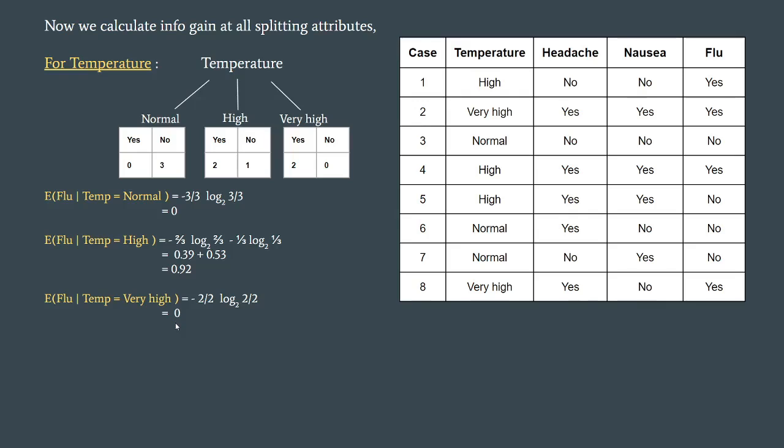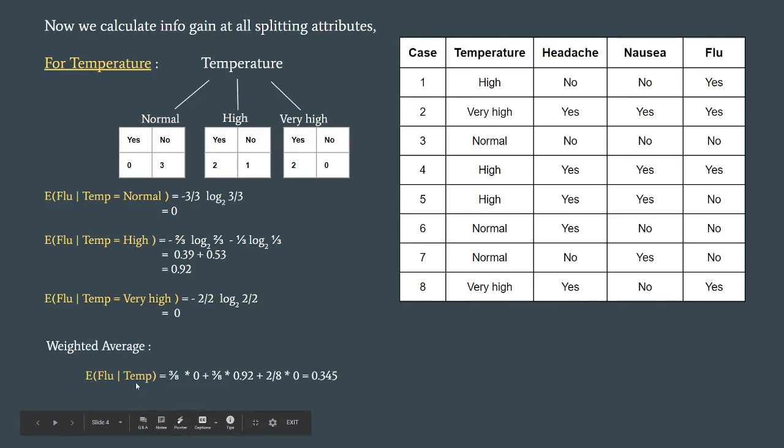After that, we calculate overall entropy for temperature, which is the weighted average of all these three categorical values. So the weighted average, entropy of flu for temperature, is equal to 3 by 8 for normal. We have 3 normal values out of 8 rows. So 3 by 8 into 0, because entropy of this is 0, plus 3 by 8 into 0.92, plus 2 by 8 into 0 is equal to, after solving this, 0.345.